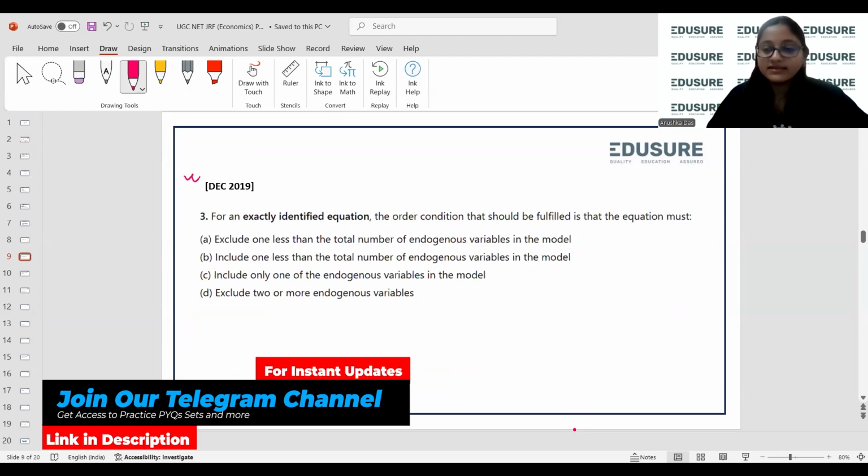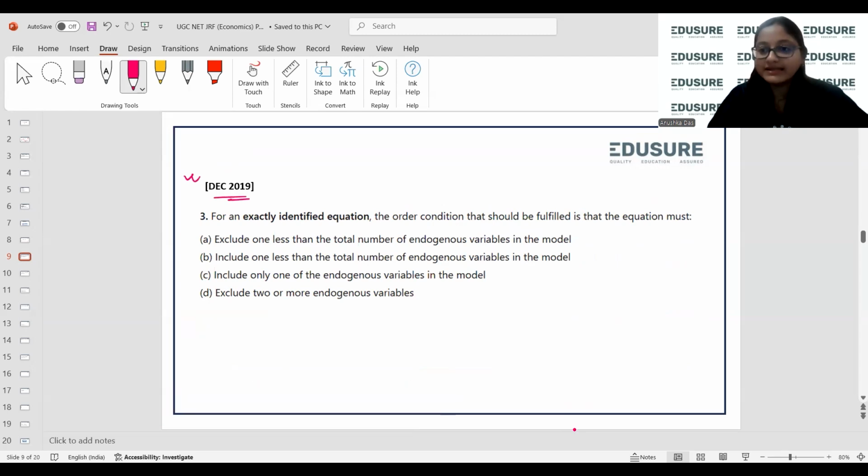Now, next question is on that only, December 2019 paper. For an exactly identified equation, the order condition that should be fulfilled in the equation is. So as I've told you, the order condition for exact identification will be what? K minus M should be exactly equal to G minus 1. Now, which of the following satisfies that?